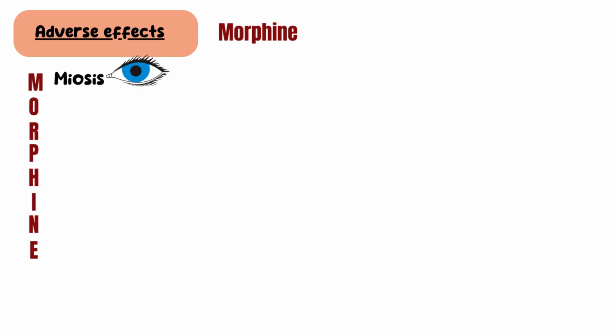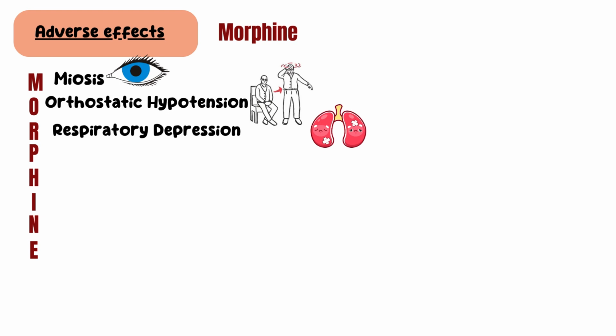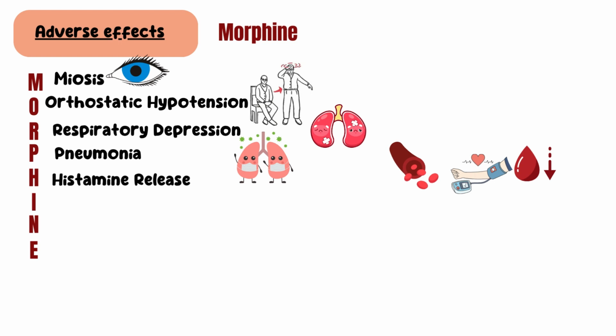Opioids also cause various adverse effects. To easily memorize the adverse effects, I have an easy mnemonic for you guys, that is morphine. Opioid causes miosis by stimulating the pupillary sphincter muscle, orthostatic hypotension by vasodilating the vessels, respiratory depression by overstimulation of mu receptor in the respiratory center. Codeine, morphine and fentanyl suppress the immune cells, making the patient more susceptible to pneumonia infections. Opioids release histamine to decrease the vascular resistance and blood pressure, resulting in orthostatic hypotension.